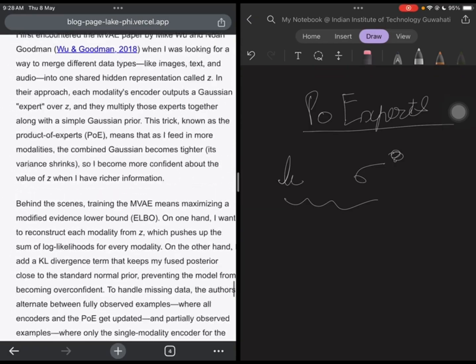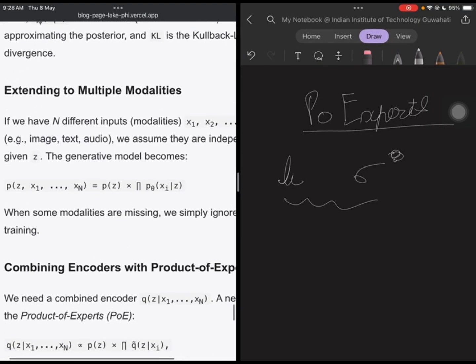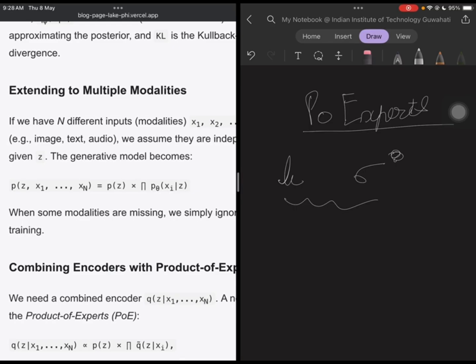Since we are dealing with probabilities, the thing which they are proposing is that P of Z given x1 (autoencoder) till xn (modality encoder) is equal to P of Z times the product of P theta of xi given z. This step is only true if we assume the independence of the modalities, because we cannot directly multiply the probabilities of a joint distribution. We can multiply only if they are independent. So now we are assuming that it is a normal distribution.